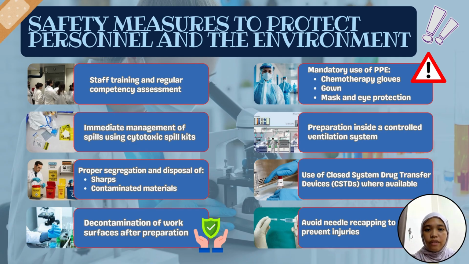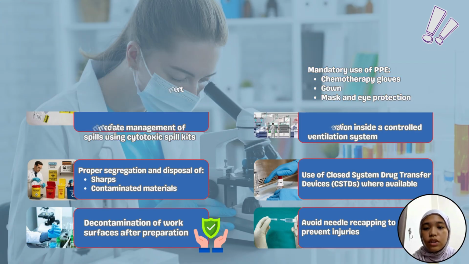Due to the hazardous nature of cytotoxic drugs, several safety measures are required to protect both personnel and the environment. Healthcare workers must wear full personal protective equipment, including chemotherapy gloves, gowns, masks, and eye protection. Drug preparation should always be performed in a controlled ventilation system to reduce exposure. Closed system drug transfer devices are recommended to minimize leakage and aerosol formation. Spills must be managed immediately using cytotoxic spill kits, and all contaminated materials should be disposed of in designated cytotoxic waste containers. Regular training and strict adherence to safety guidelines are also essential.